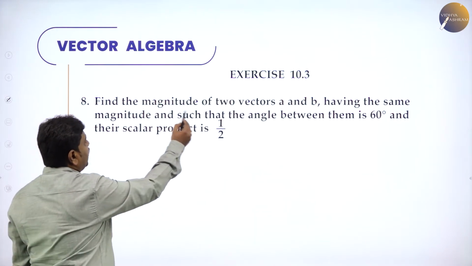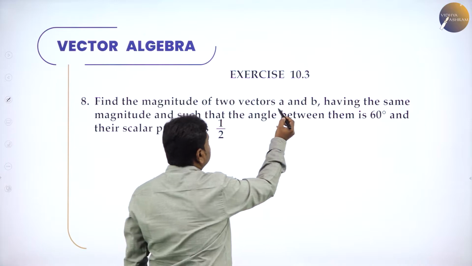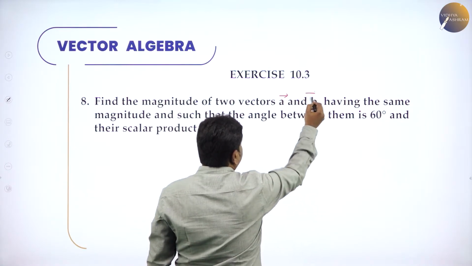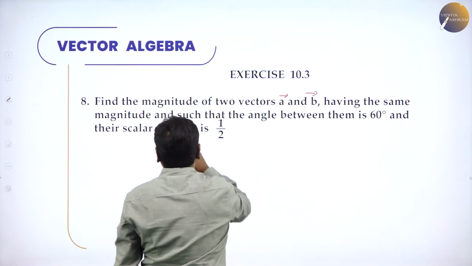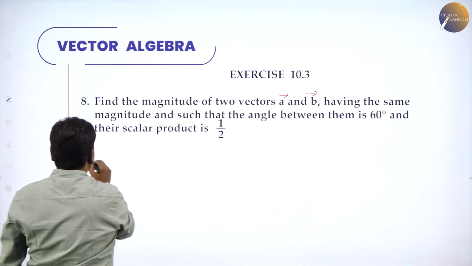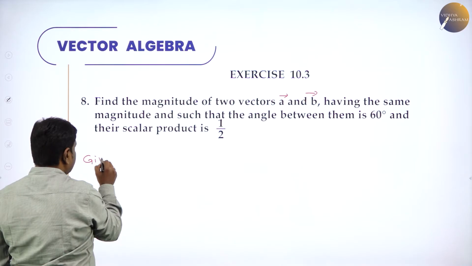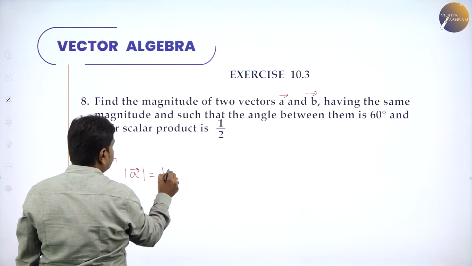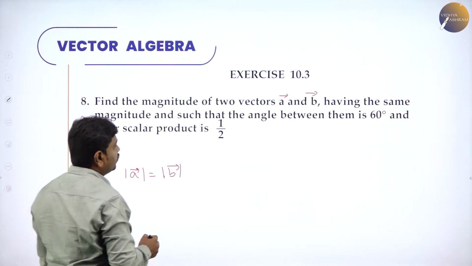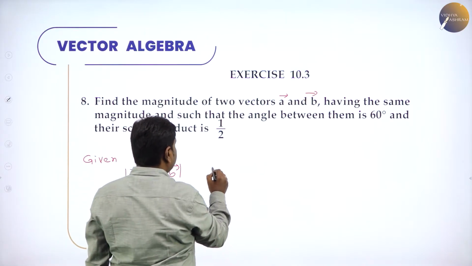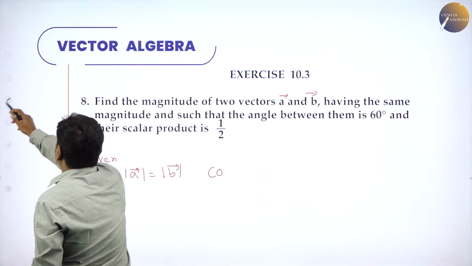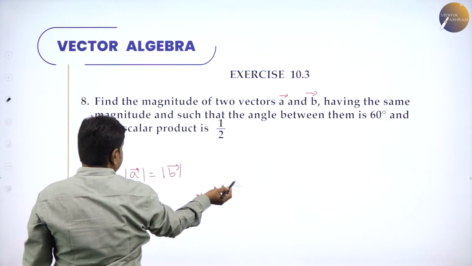Now find the magnitude of two vectors A and B, having the same magnitude. They also give both are having same magnitude. Given magnitude A is equal to magnitude B, and also they gave angle between them. Angle between them means theta. Theta is given as 60 degrees. Angle between the given vectors is 60 degrees.